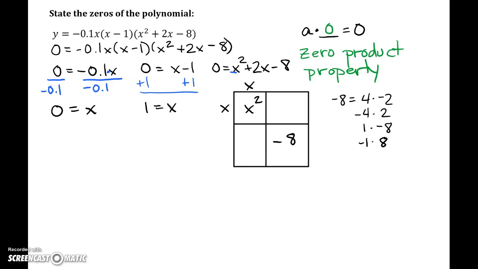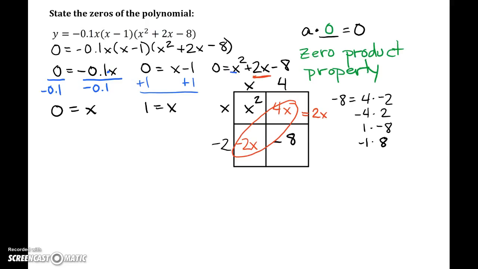So if I try 4 up on the top and negative 2 on the right, completing the area model, here would be 4x, and in the bottom left corner, negative 2 times x would be negative 2x. Now when I check and add those two together, I do in fact get that negative 2x plus 4x is equal to 2x. And that's what we wanted up here in the original equation. So I do have the correct factored form.